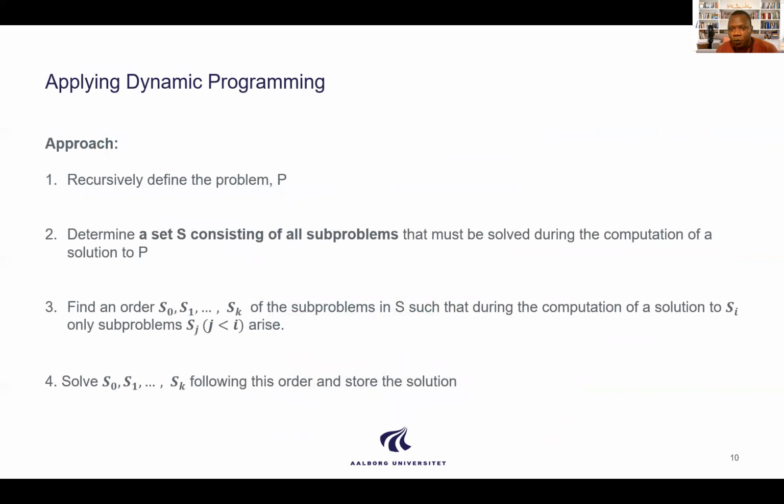So to sum up, if you have a problem P and you would like to apply dynamic programming, what you need to do is to determine a set of all possible sub-problems that you need to solve in order for you to achieve a solution for P, right? And then you need to find a subset of this set, such that when you compute a given one, you would only need results from smaller ones or sub-problems having a lower rank in the order of the problem as shown here. And then you solve all these sub-problems that you have selected, and based on that, you can then calculate the solution to P itself.